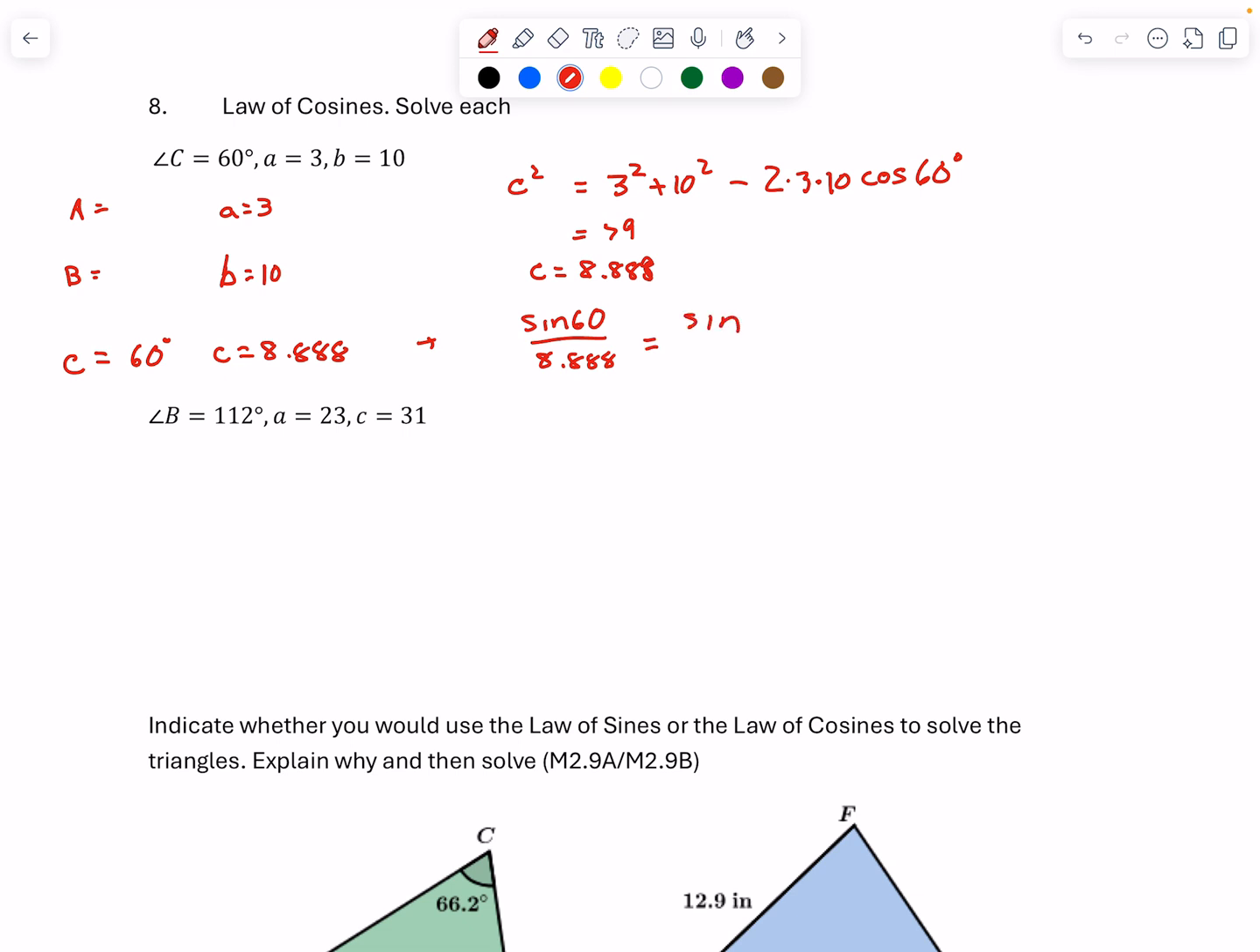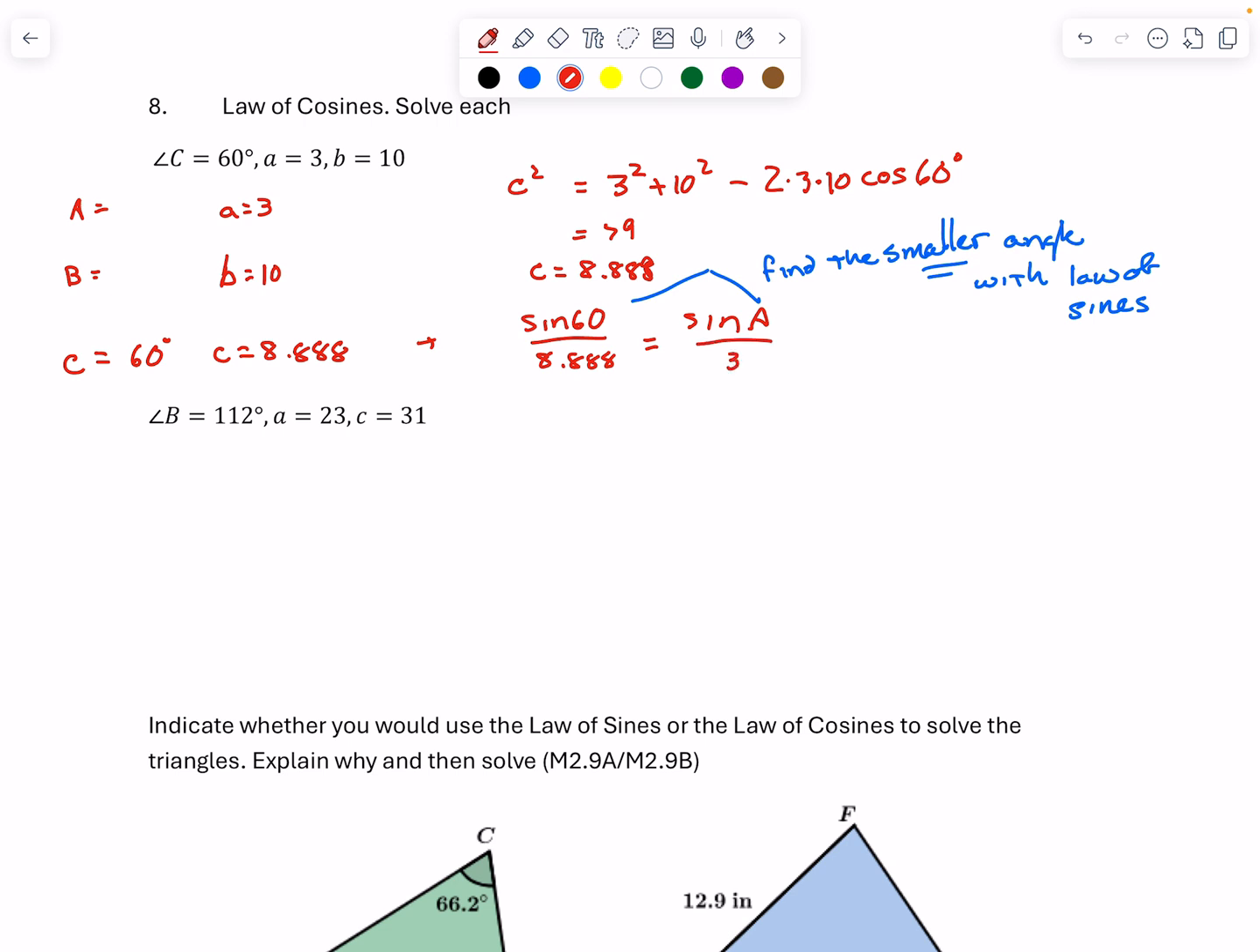And find the smaller angle in case the other one's bigger than 90 degrees. Because the calculator can't tell whether angle B is more than 90 degrees or not. It'll only give you an answer less than 90 degrees. And if it's not supposed to be, then we have a problem.